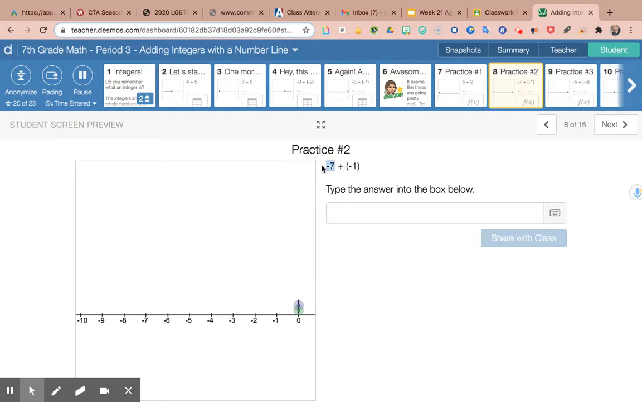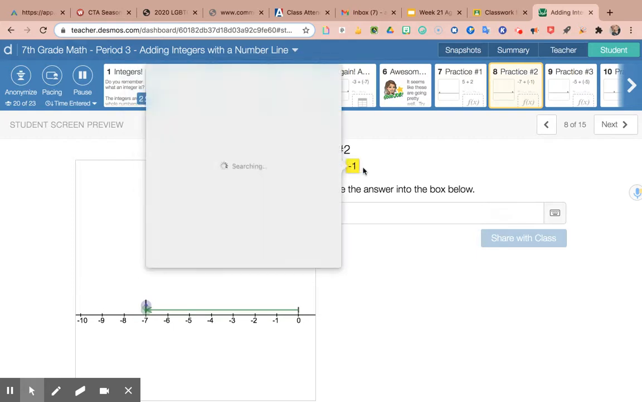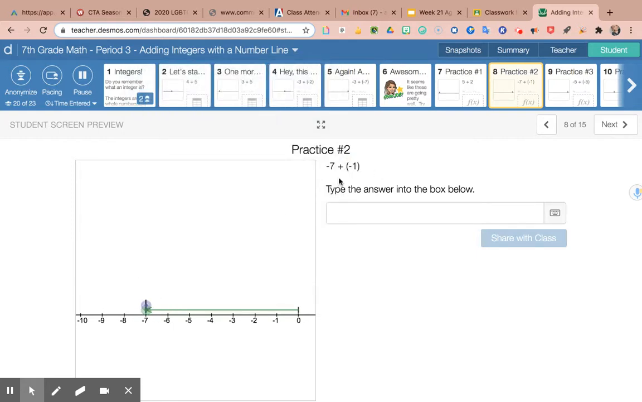The next one, -7, so you'll move the green dot 7 to the left. You'll have to move the purple dot. The plus means that you're starting where you left off. And then -1 means go to the left 1 more. So go left 1 more. So you'll move left 1 more, put your answer here.